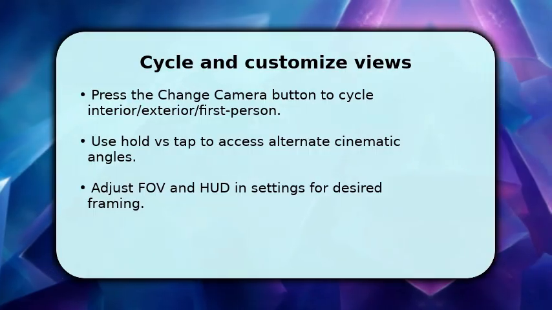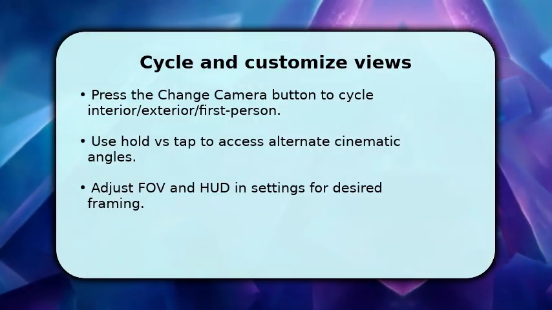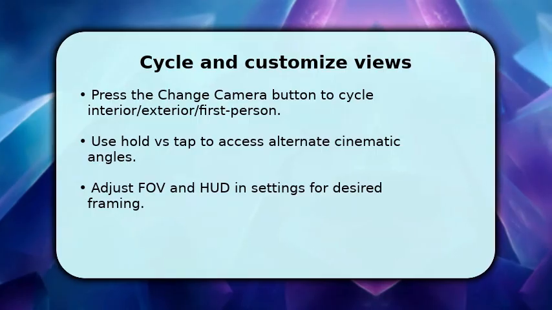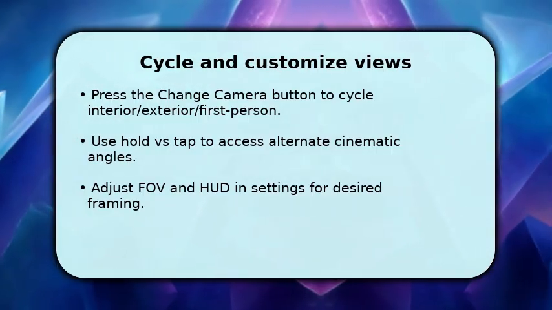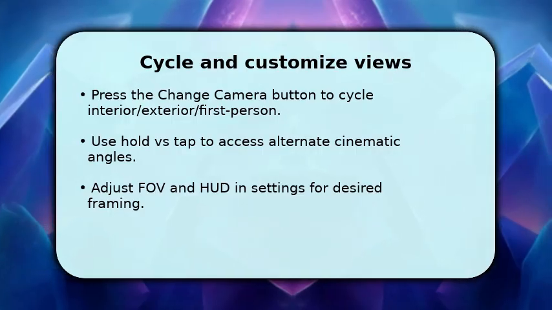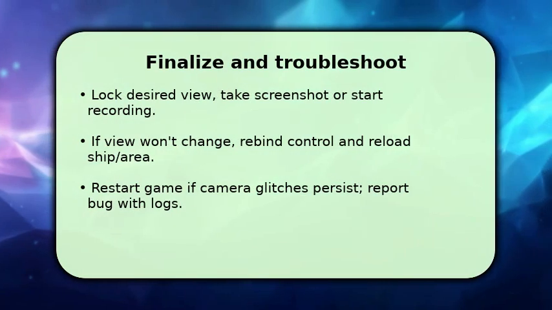Make sure to open display or HUD settings to tweak FOV and HUD opacity so your screenshots look right. If you plan to record, set stabilization. Finalize by locking the view you want. Aim the camera, then take a screenshot or begin recording.